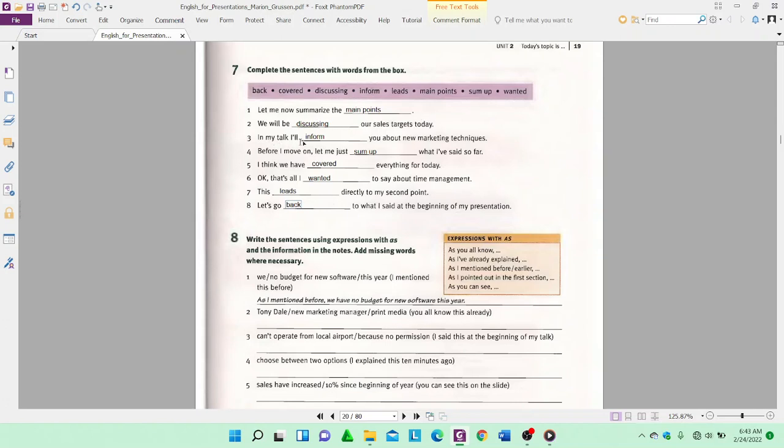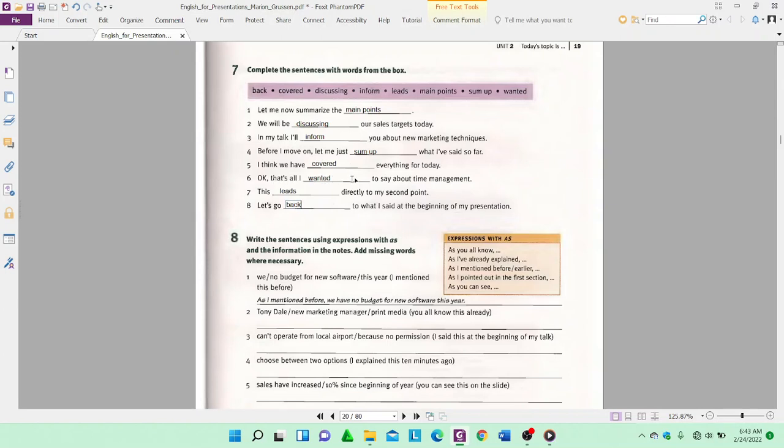Or this one, in my talk I'll inform, it's similar. And this one is like a transition. Before I move on, let me just sum up. Oh no, this is a summary as well, because there is a sum up: before I move on, let me sum up what I've said so far. I think we have covered everything for today. This is also the ending part of your presentation.